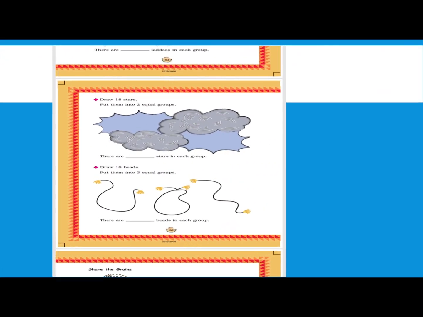Now draw 18 stars, put them into 2 equal groups. How many stars must be there in each group? 9. Because 18 divided by 2 is equal to 9. That is 9 twos are 18. Draw 18 beads. Put them into 3 equal groups. So there are 6 beads in each group.